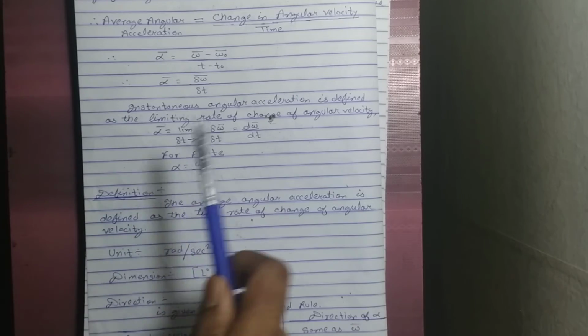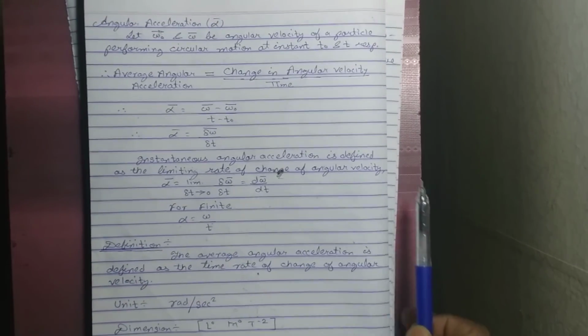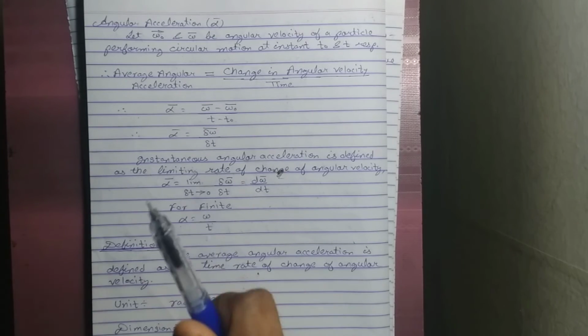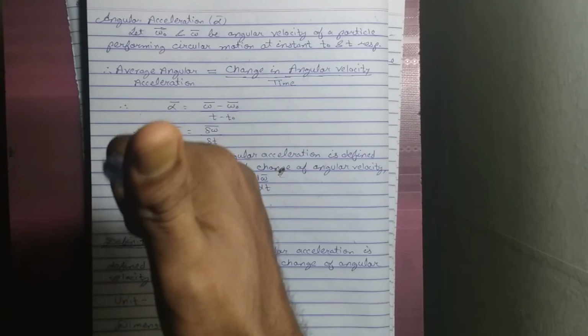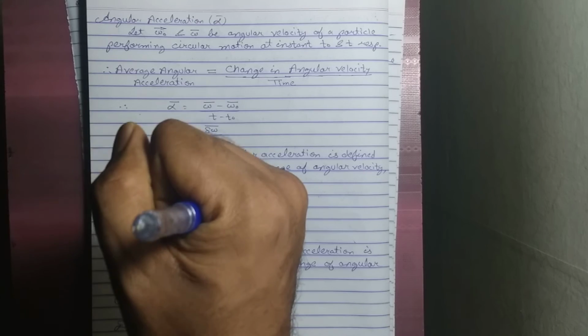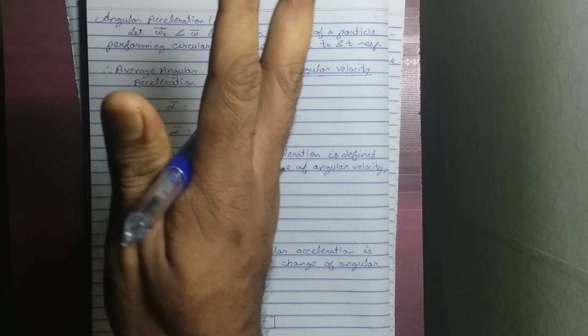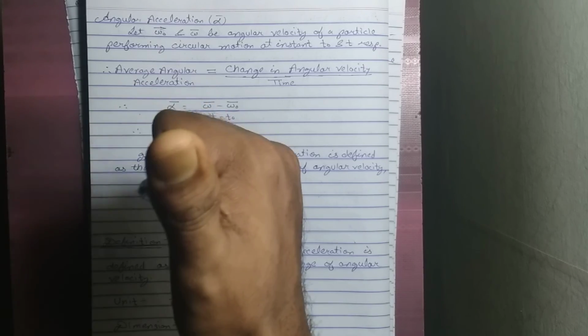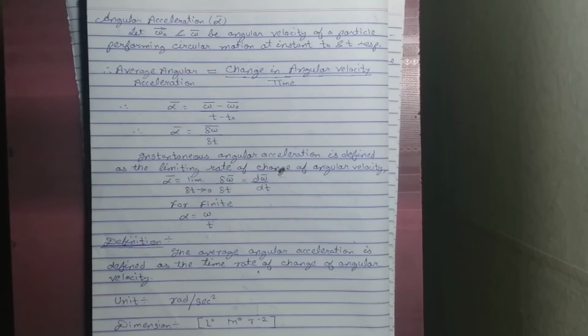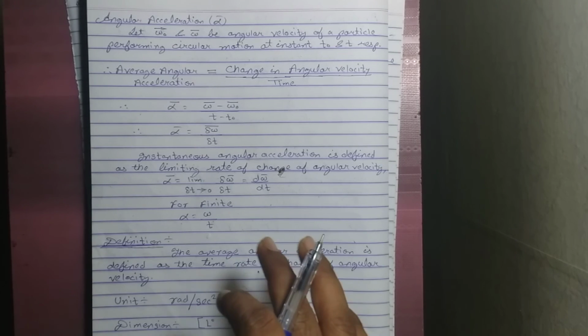Students, since angular acceleration is a vector quantity, a direction is associated with it. Again, the same rule is applied to represent the direction of angular acceleration, that is the right hand thumb rule. If I take the axis of rotation in my right hand, with curled fingers representing the direction of the circular motion, then the outstretched thumb represents the direction of angular acceleration. Students, this is the last parameter of circular motion.